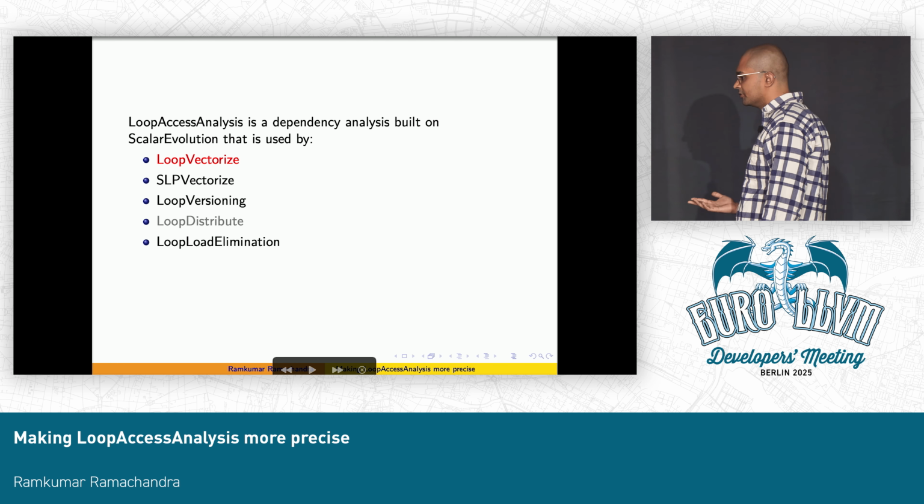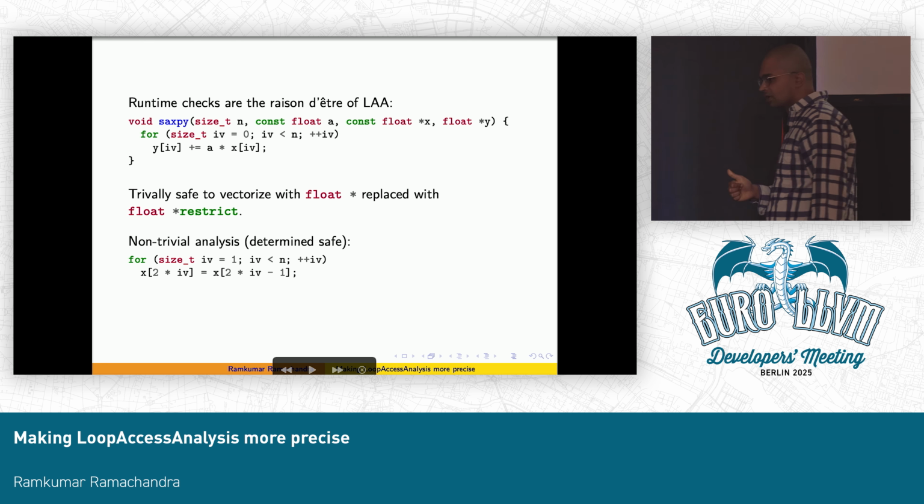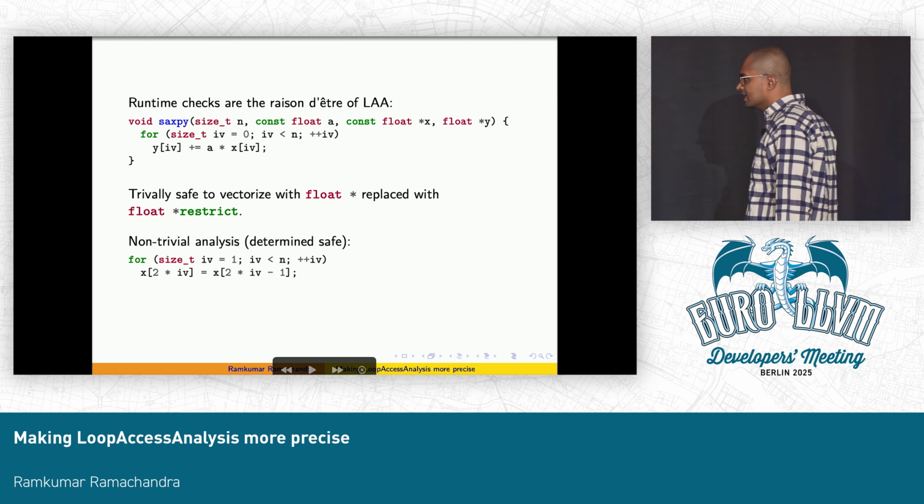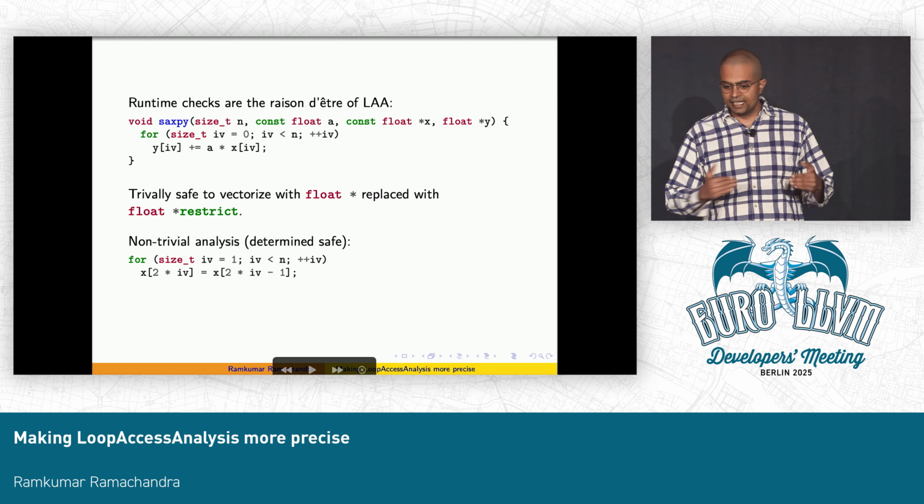So the reason I would say that loop access analysis was primarily built is so that it can emit runtime checks. And here you see that you have a const float star x, const float star y, which means that you don't know if they alias. So if it does alias, there is a problem with vectorizing this.